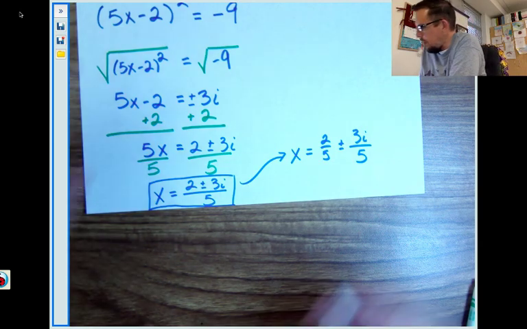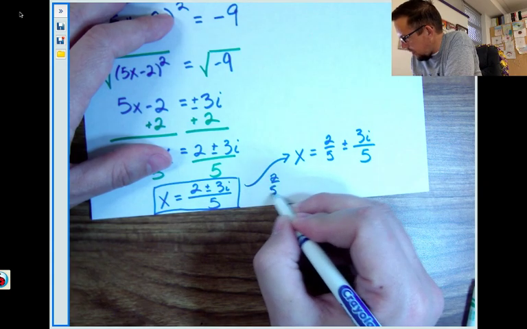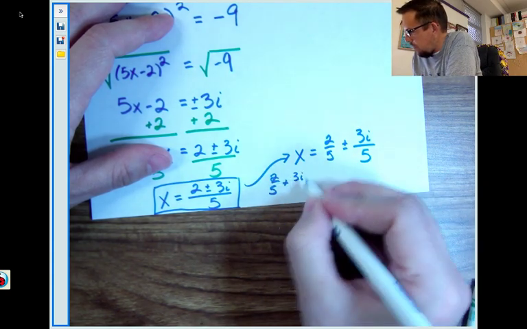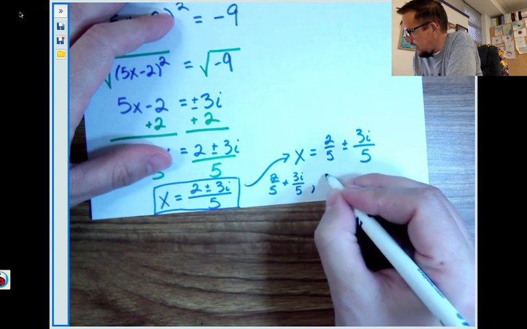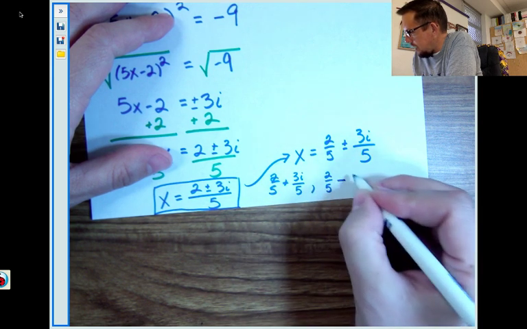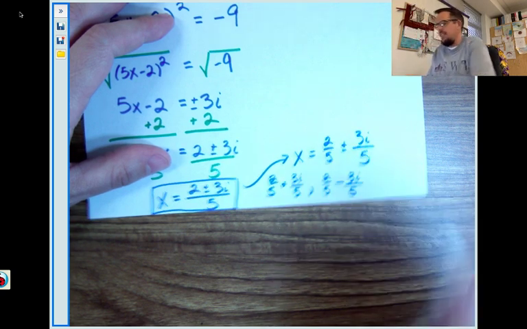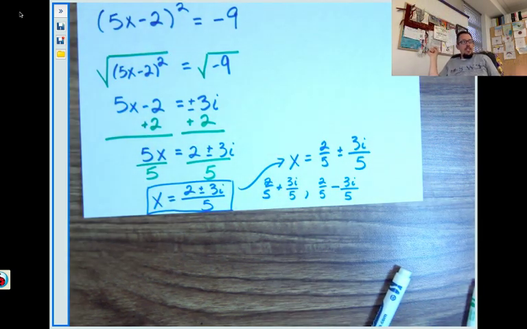Or if you really wanted to be a maniac, and you don't, you could write 2 over 5 plus 3i over 5 and 2 over 5 minus 3i over 5. Instead of doing the plus minus symbol in the middle, you could write it out twice. Now, that's how a psychopath would do it, because that's way more writing than I feel like doing, but it's correct. I want you to understand that when we put the plus minus sign in there, that is 2 answers. I know we're only writing one thing, but because it's got a plus minus, that's 2 answers. That's going to be relevant to us in the future, that it's 2 answers every time.